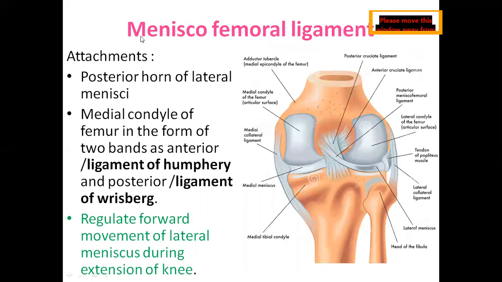Then we have meniscofemoral ligament. So meniscofemoral ligament attachment: posterior horn of the lateral meniscus, then medial condyle of the femur in the form of two bands, as anterior ligament of Humphrey and posterior ligament of Wrisberg. So basically, meniscofemoral ligaments regulate forward movement of lateral meniscus during extension of knee.